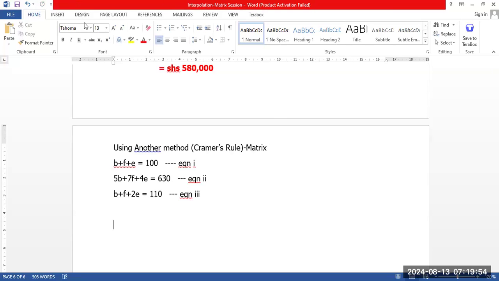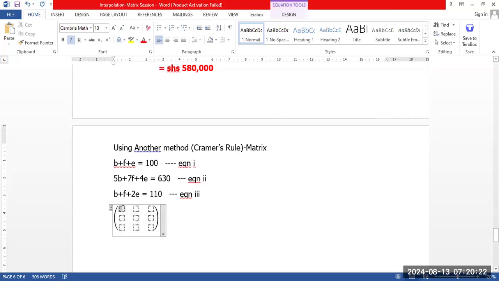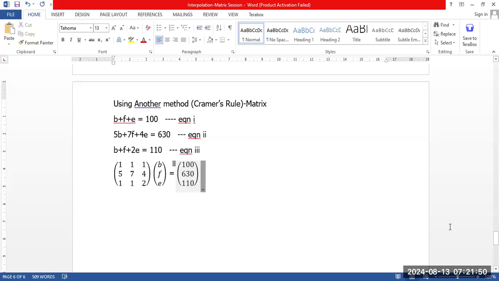Just form the matrix. Here you have 5. Here you have 1. Here you have 5. Then here you have 1. Then here it is 1. Then this is 2. This is 7. This is 1. This is 1. This is 4. Then this is 2. Once you form the matrix, the next step is to do what?